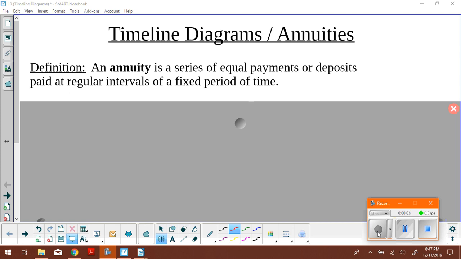Good afternoon, everyone. Today's lesson is going to be about annuities, and I'll explain the timeline diagram thing in a moment. An annuity is basically making regular payments.